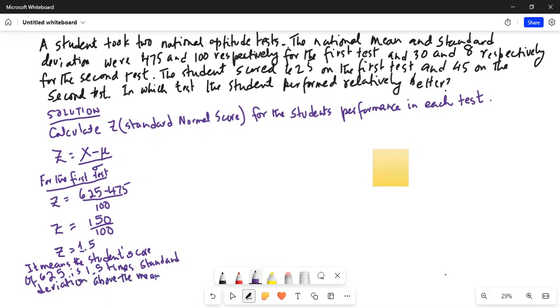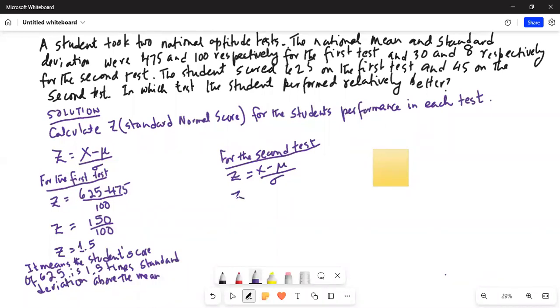Okay. So again, we are calculating the standard normal score for each test because it will help us to compare the student's performance in both tests with different means and standard deviations. So for the second test, again, Z is equal to X minus mu divided by sigma, right? So that's the definition of standard normal score.